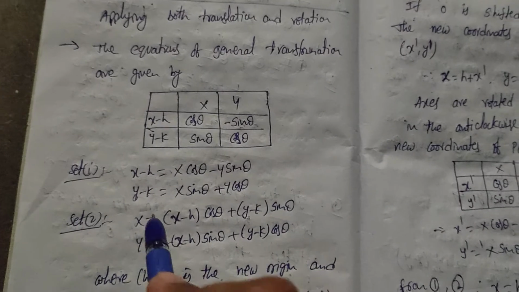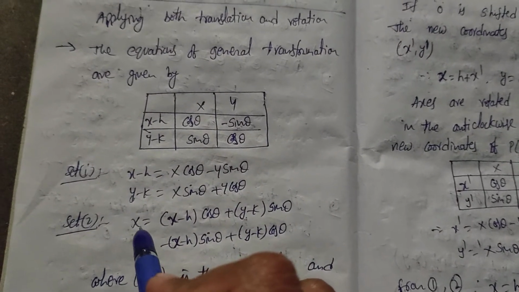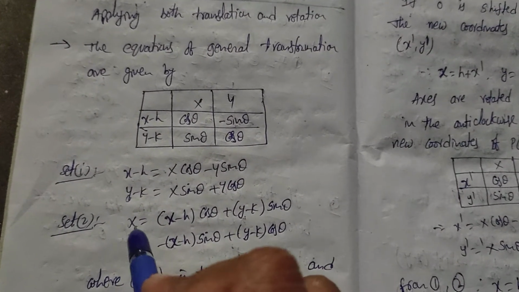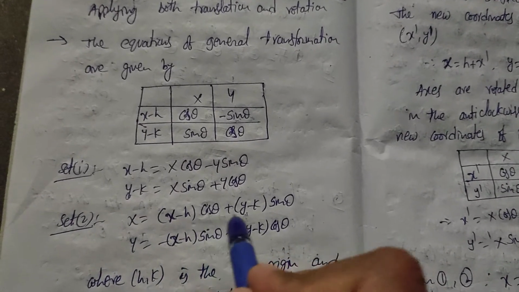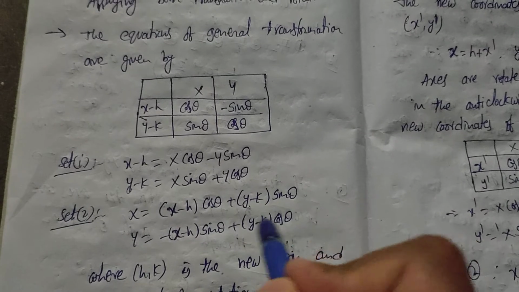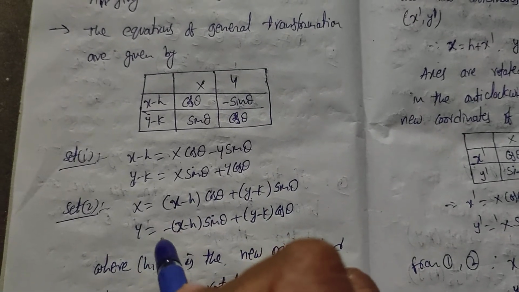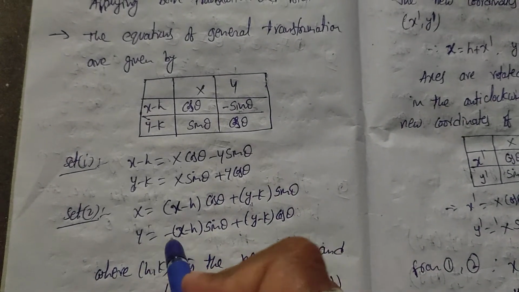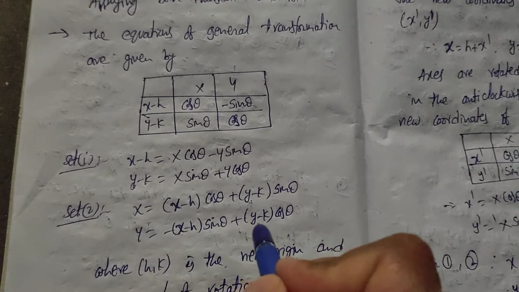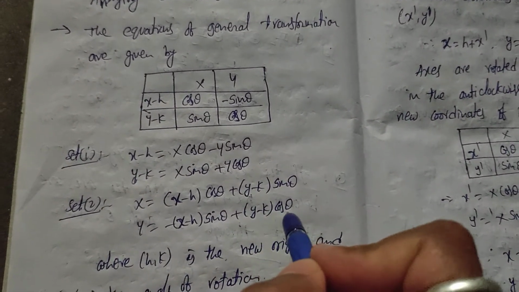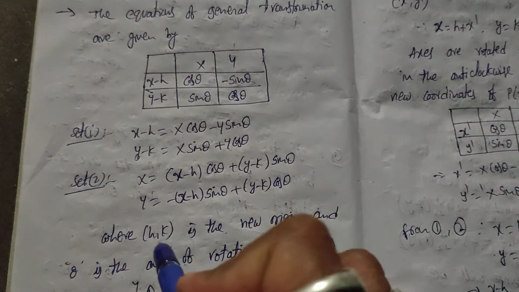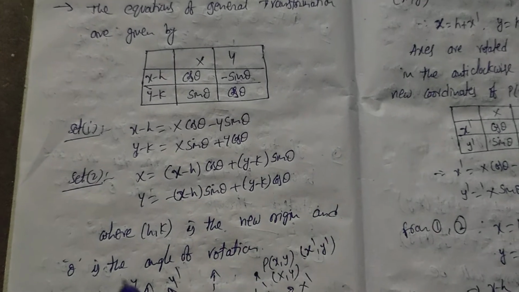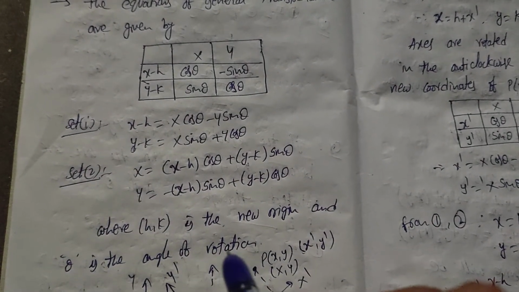Second set, these are for capital X comma Y, that means new coordinates. So capital X is equal to small x minus h into cos theta plus small y minus k into sin theta, and capital Y is equal to minus of small x minus h into sin theta plus small y minus k into cos theta, where h comma k is the new origin when origin is shifted to this point h comma k, and theta is the angle of rotation.